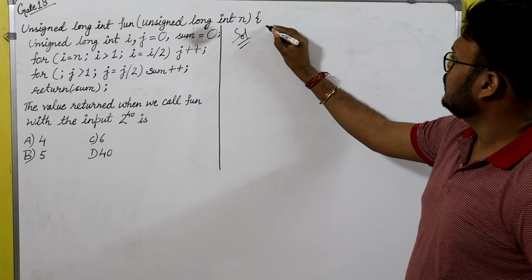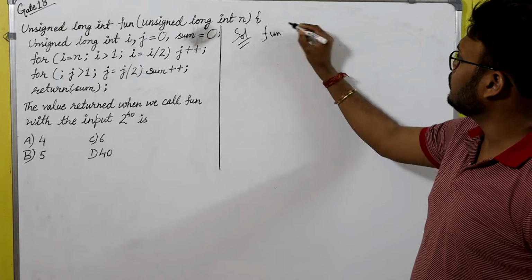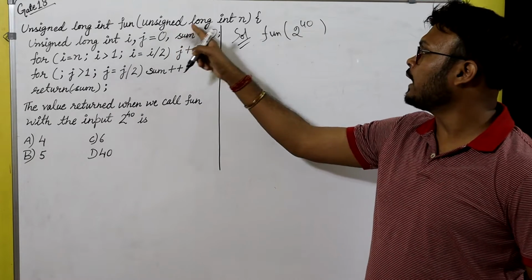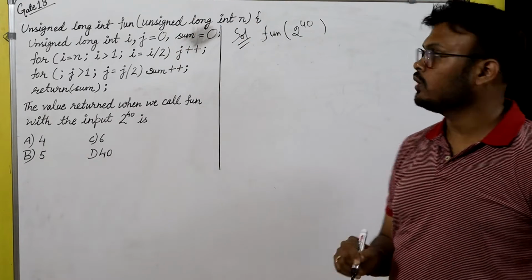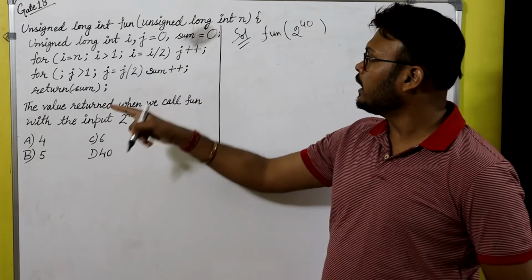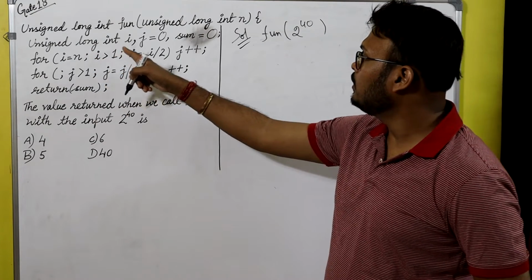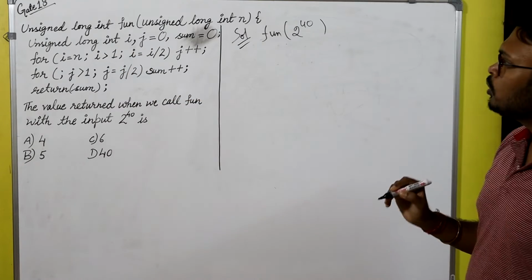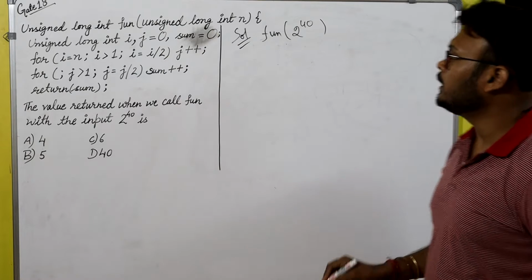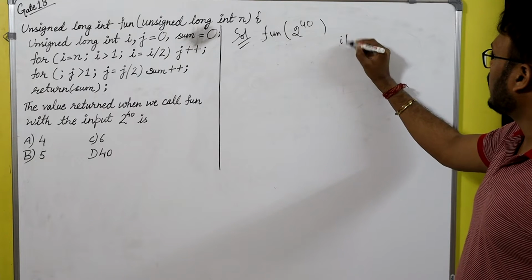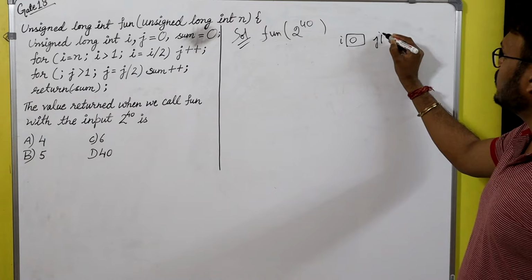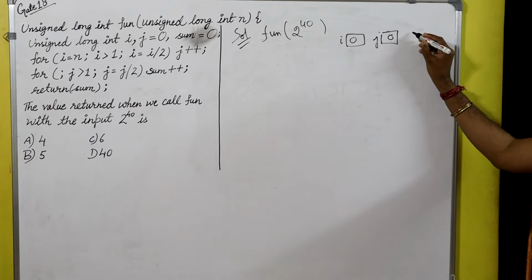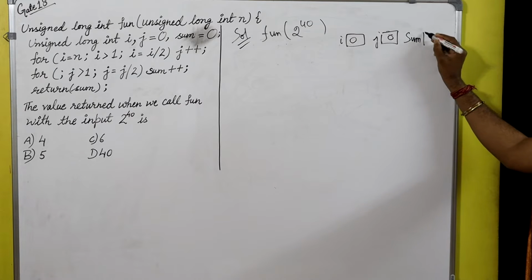Just see, fun, what is the parameter? 2 to the power 40. Since 2 to the power 40 is a very big number, that's why the unsigned long int data type is there. After that, unsigned long int i and j. Both i and j are local variables for this function, and their values are 0. i is equal to 0, j is equal to 0, and sum is also 0.